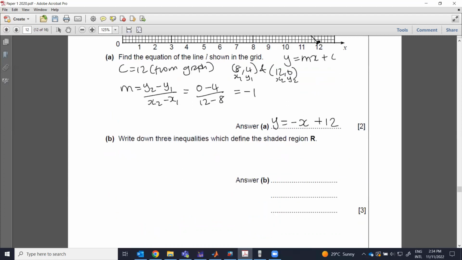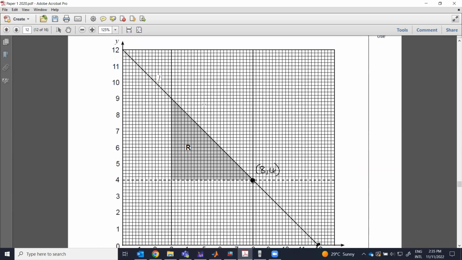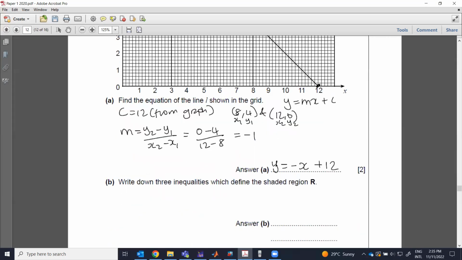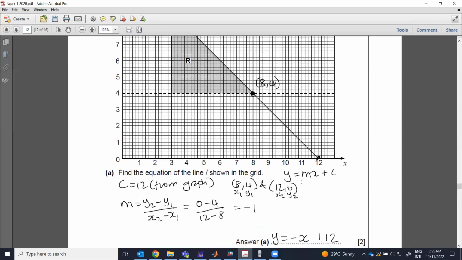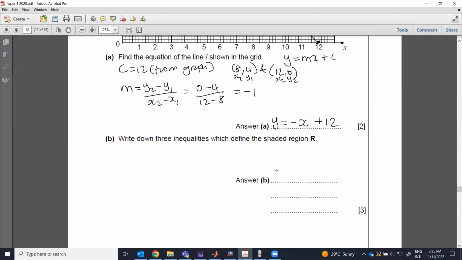Then B says write down 3 inequalities which define the shaded region. Okay, so the shaded region is below this line L that I worked out, and the equation of this line is y is equal to minus x plus 12. So below means less than or equal to. So we have y is less than or equal to minus x plus 12.